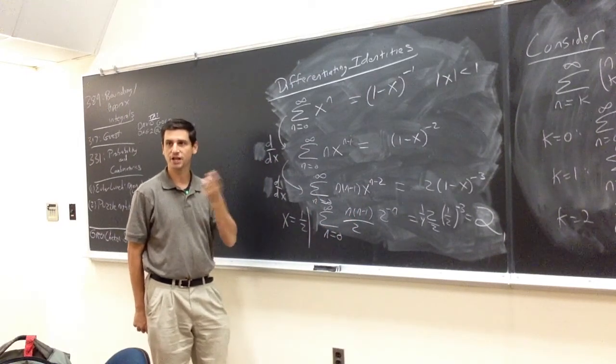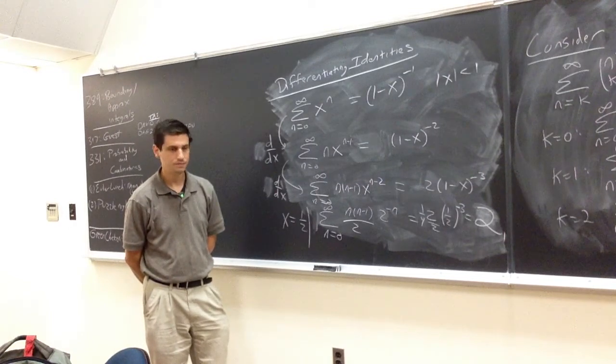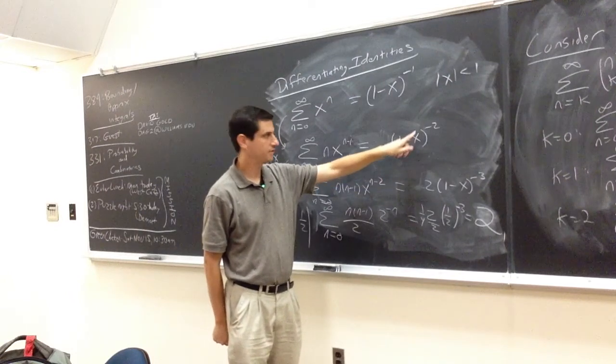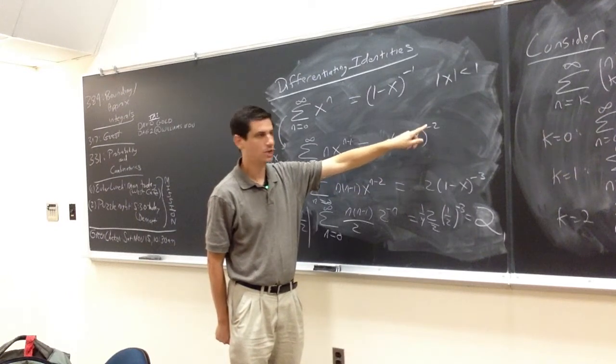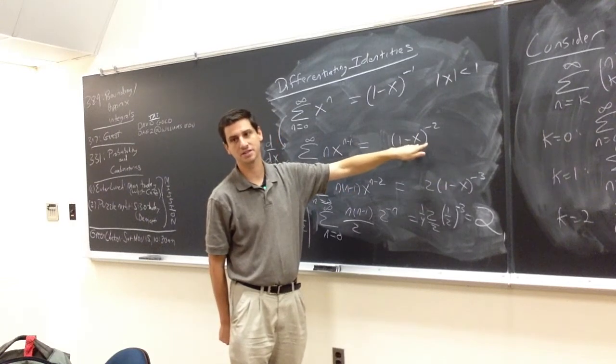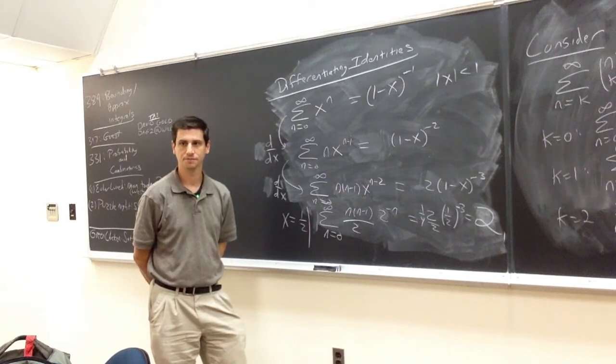So much of your life is algebra. Yes? How did the negative go away? So I've got a negative here, and I've got a negative here. So when I do the chain rule, I'm going to get a negative 2 coming down, and then the derivative of 1 minus x is negative 1. So it's coming from a chain rule.